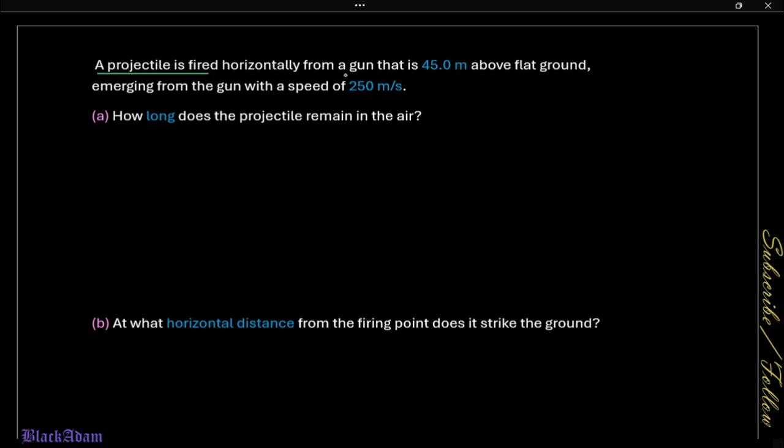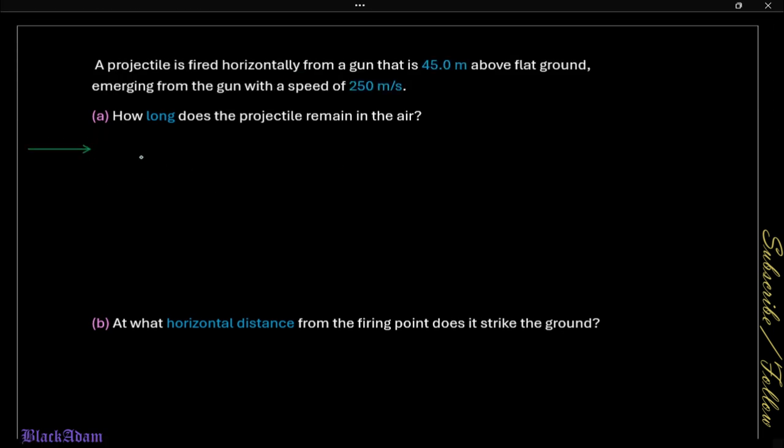We have a projectile fired from a gun 45 meters above the ground, emerging from the barrel with a speed of 250 meters per second. The projectile is fired horizontally at 45 meters above the ground with a speed of 250 meters per second, and we are required to find how long the projectile remains in the air.